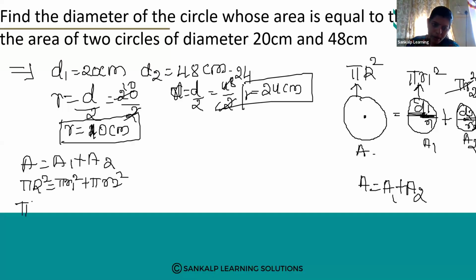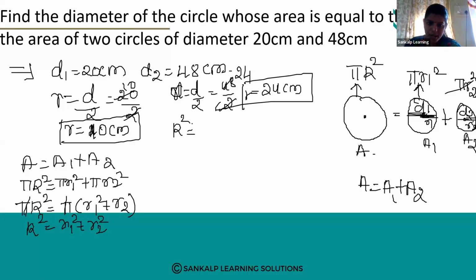Right? Now, pi r square is equal to, take pi common, pi times r1 square plus r2 square. Right? So when you take pi common, what will you get in the bracket? R1 square plus R2 square. Right? So, pi and pi will get cancelled. Therefore, R square is equal to R1 square plus R2 square. So, R square is equal to R1 value 10 square plus R2 value 24 square.